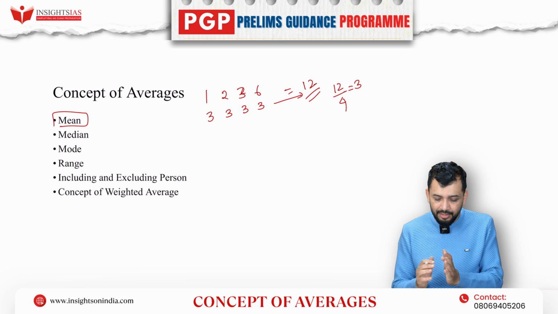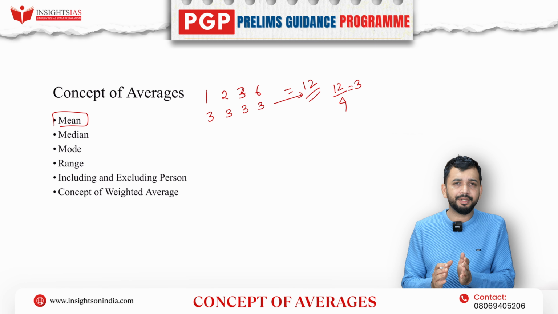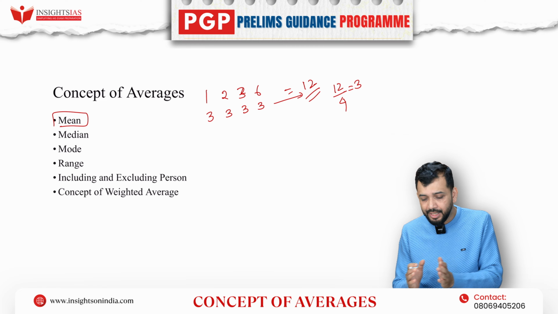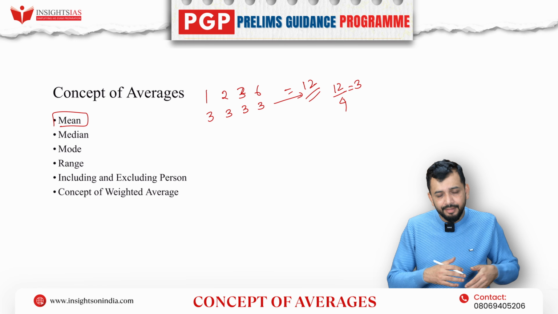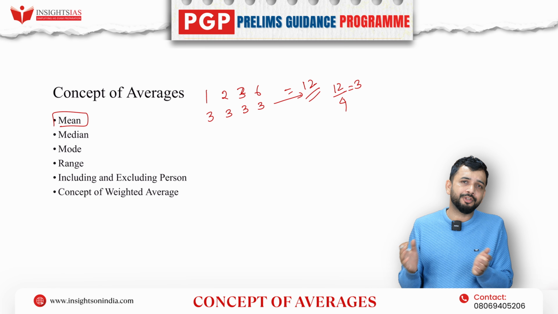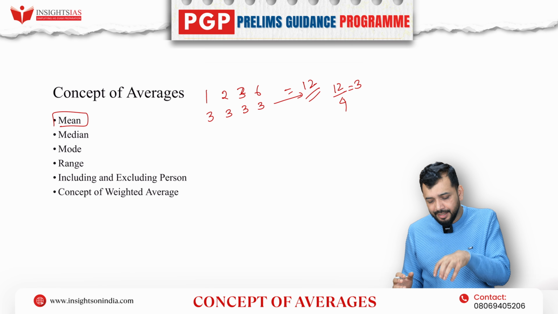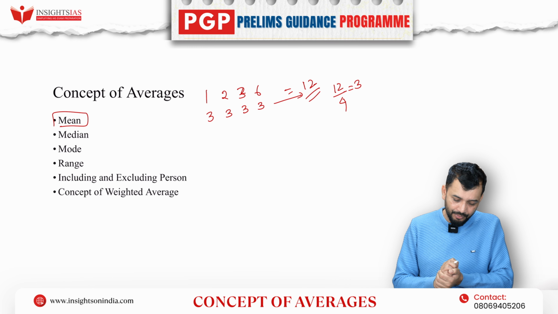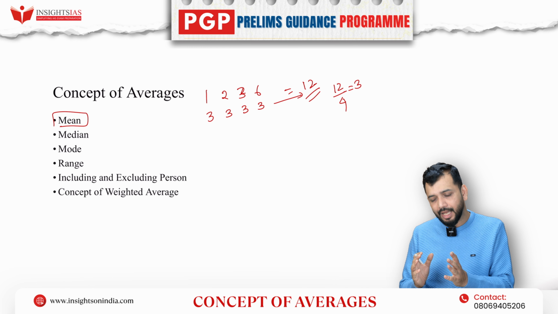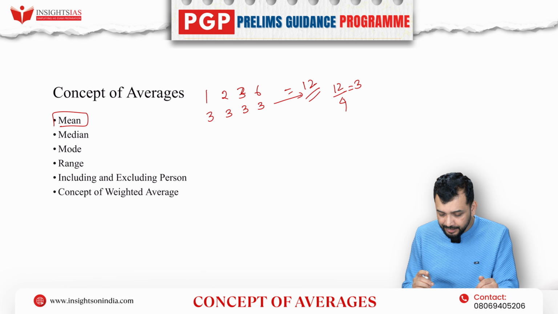So that is basically the average, which is 3. That means that even if he had scored 3 in all the matches, it is the same with respect to his total number of runs as if he had scored 1, 2, 3, 6. So that is basically the central number which everything appears to be. So in that way, let's understand.